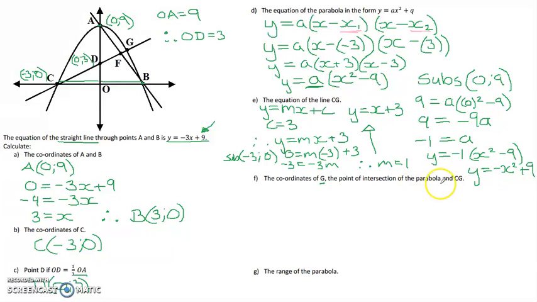The coordinates of G, the point of intersection of the parabola and CG. What does point of intersection really mean? Well, in English terms, that point of intersection would be where the two graphs, the parabola and the straight line, come together. So at that point, x will have the same value on the parabola as the straight line, and y will have the same value on both. And this is the trick to it. We take the parabola formula of y is equal to negative x squared plus 9, and we make it equal to the straight line formula of y is equal to x plus 3. So let's do that. Negative x squared plus 9 is equal to x plus 3.